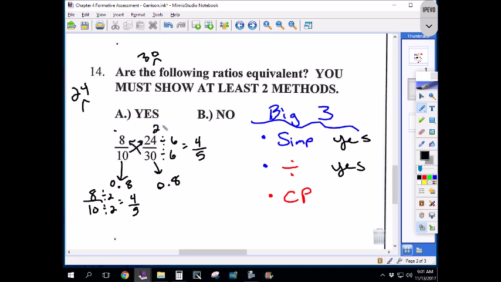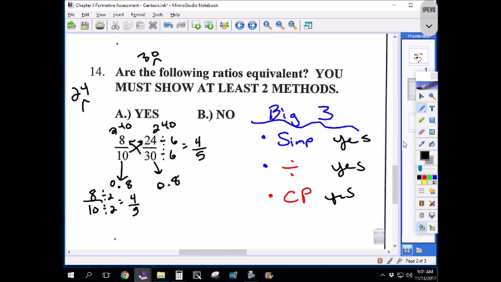10 times 24 is 240. 30 times 8, drop the 0 off. 3 times 8 is 24. Add the 0 back on, gives us 240. So based on cross products, are they also equivalent? Yep. Okay, there we go. So we just proved it 3 ways.